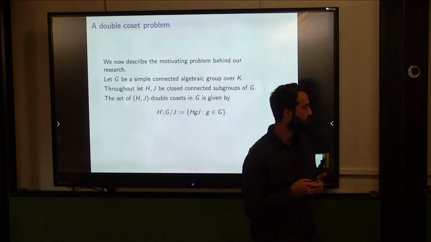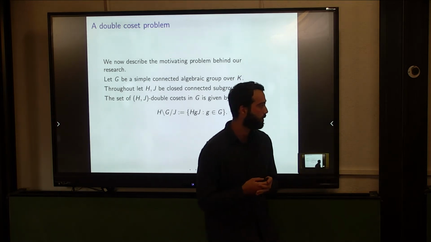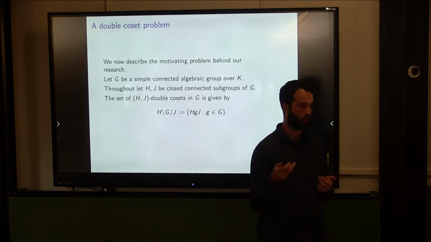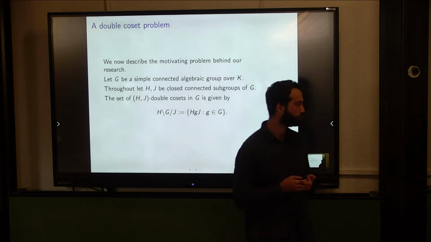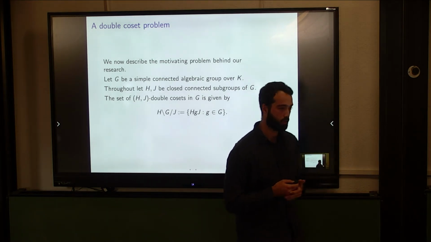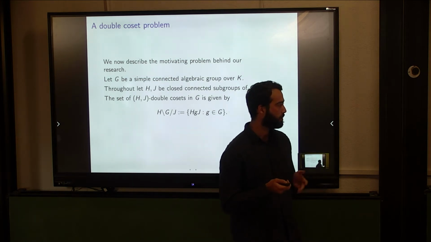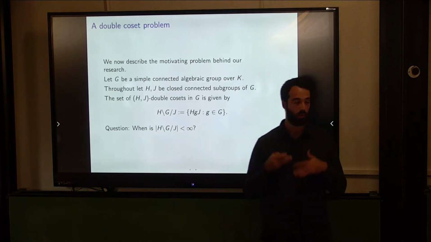And we define a set of double cosets, which you might have seen before. This is the definition, just a generalization of the concept of a coset involving two subgroups. This partitions the group G. And we ask a simple question: when is the set of double cosets finite?